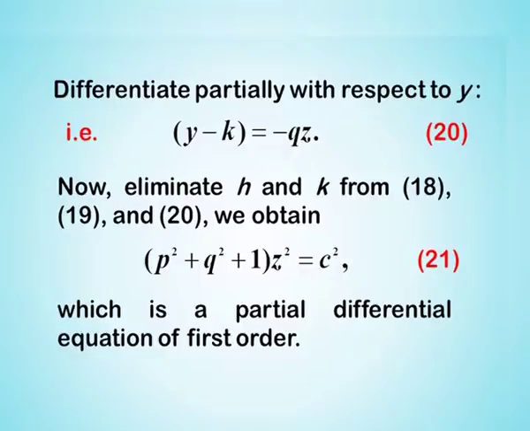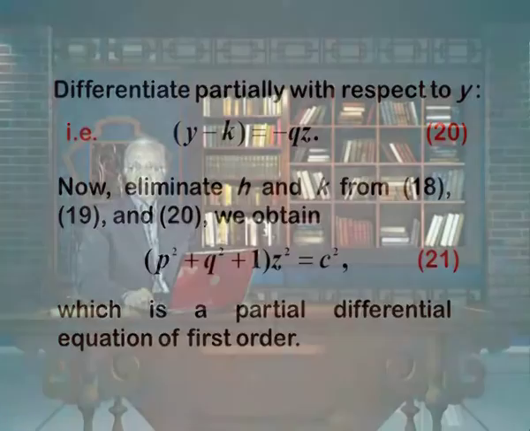We eliminate h and k. They are obviously constants. From equations 18, 19 and 20, what we obtain is equation 21. You do not have h and k here. That means we have eliminated the arbitrary constants, and therefore we obtain a partial differential equation of the first order.